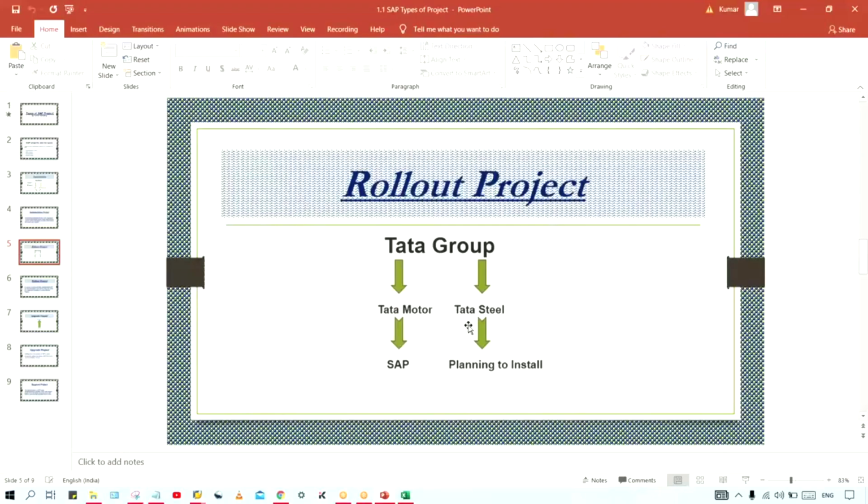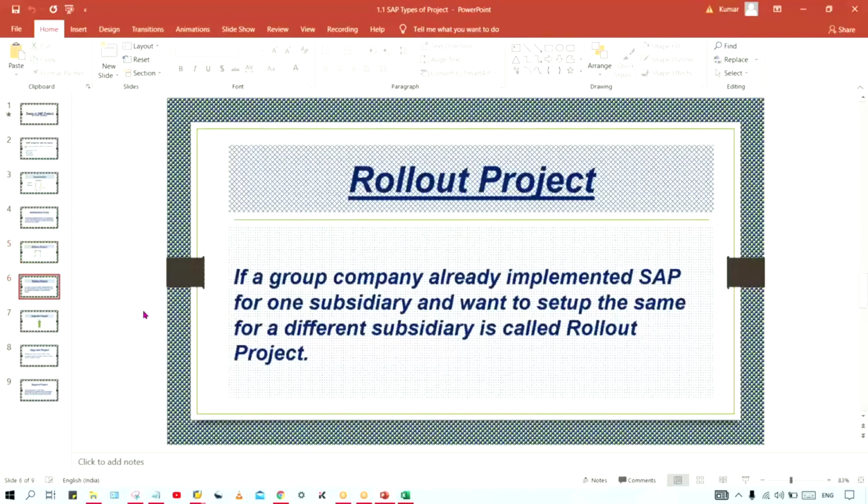For Tata Steel, once again, SAP is going to be installed and configurations will take place, guys. So whatever SAP installation is going to happen for Tata Steel is called a rollout project. See, I have written a very simple definition here. If a group company has already implemented SAP for one subsidiary, let's suppose Tata Motors, and wants to set up the same for the remaining subsidiaries, that is called a rollout project.